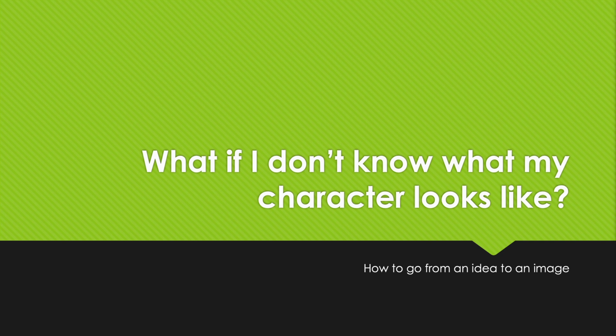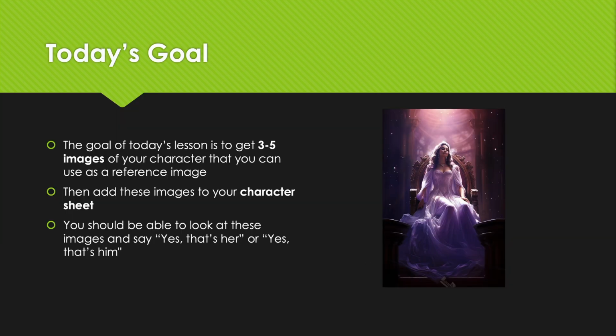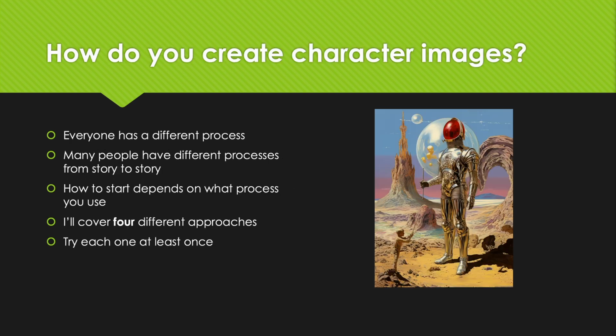So let's begin. Today's goal is to get 3 to 5 images of your character that you can use as reference images. Then we're going to add these images to your character sheet. You should be able to look at the image of your character and say, yes, that's her, or yeah, that's him. And that's all we're trying to do.